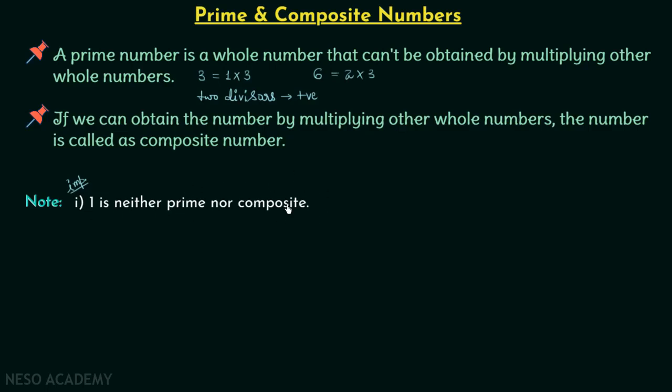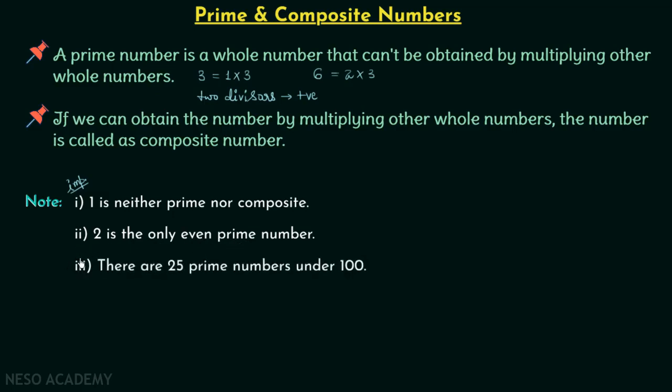Now what about the composite part? 1 is not composite because we cannot have 1 after multiplying two other whole numbers. We can have 1 by multiplying 1 with itself. So 1 is neither prime nor composite. Point number 2 is that 2 is the only even prime number. So out of all prime numbers, 2 is the only even prime number. The rest of the prime numbers are odd in nature.